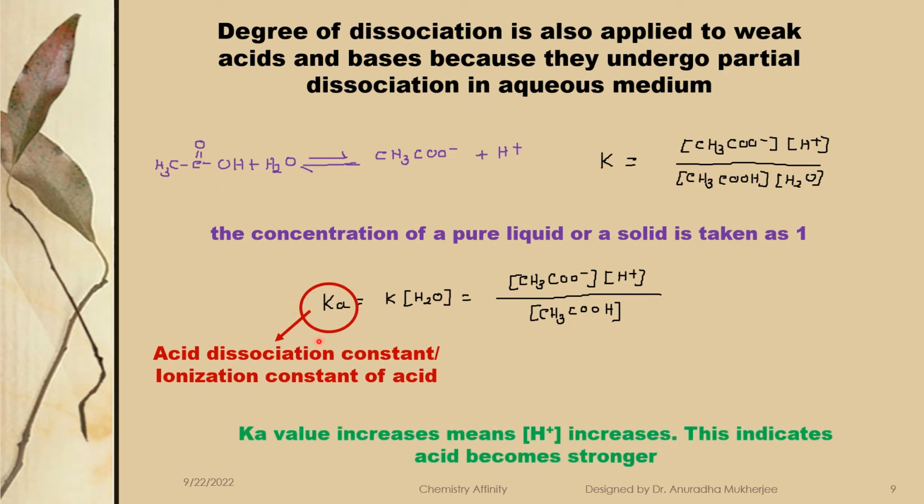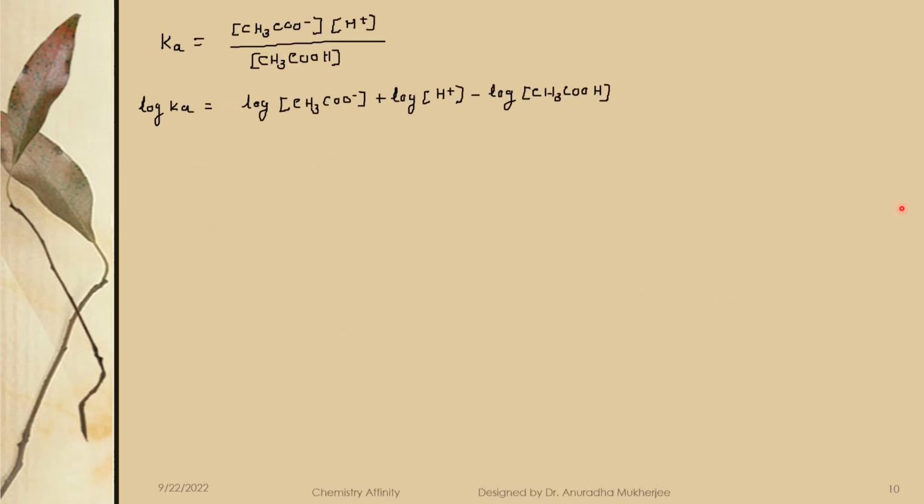If the Ka value is increasing, that means the H plus concentration is also increasing. It indicates the acid gets stronger. From the acid dissociation constant, we can derive a new equation. Let's see which new equation we can derive.